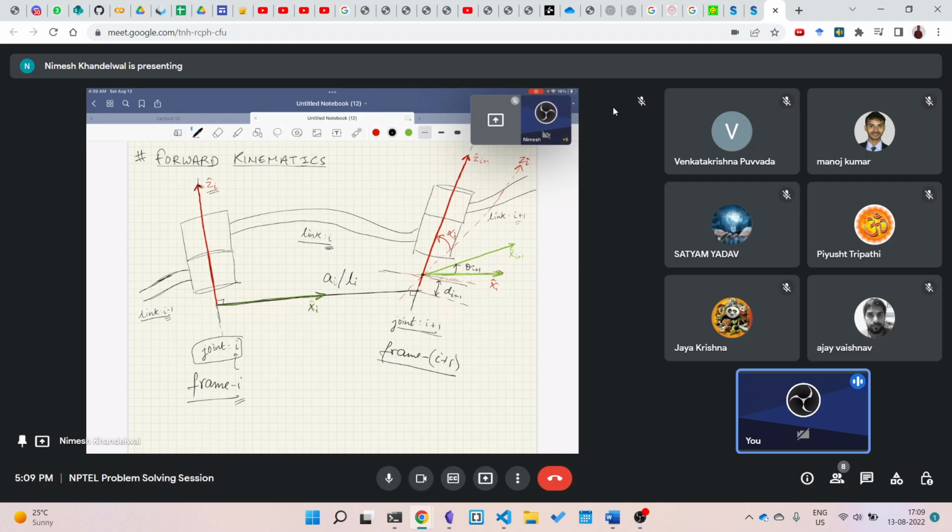Okay, so the first transformation that we can see is this: the origin of frame i, let me call it A, coincides with a point that I will call point B. And the origin of frame i+1 is C. So the first transformation is a displacement along xi. I take this point A and shift it along xi until it reaches point B.